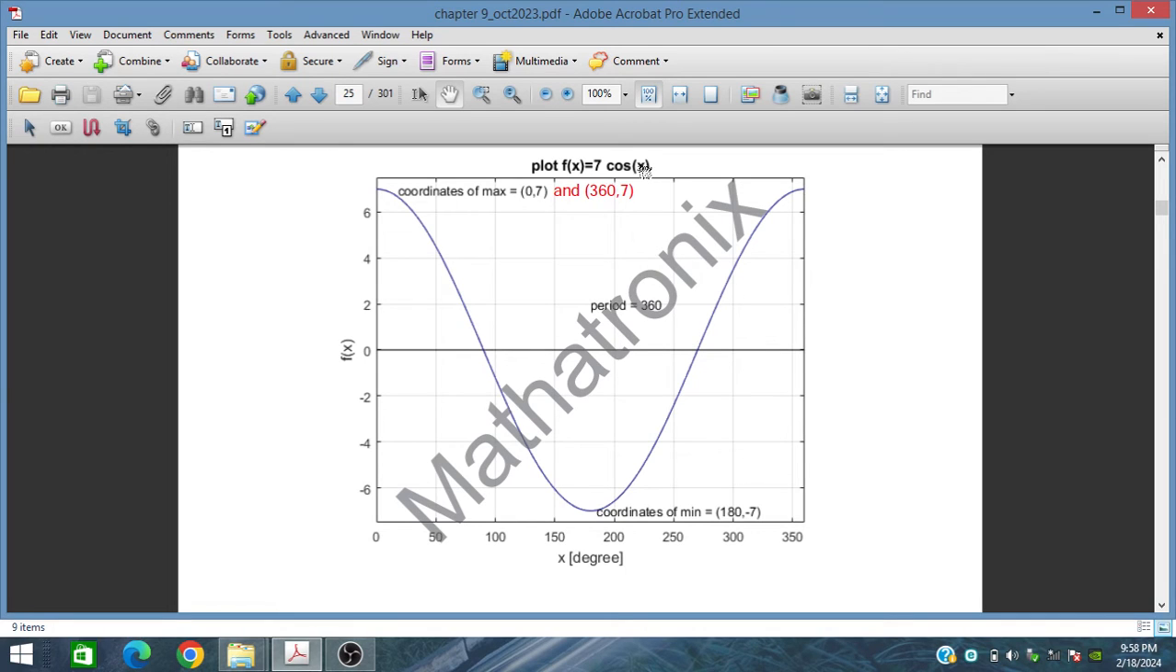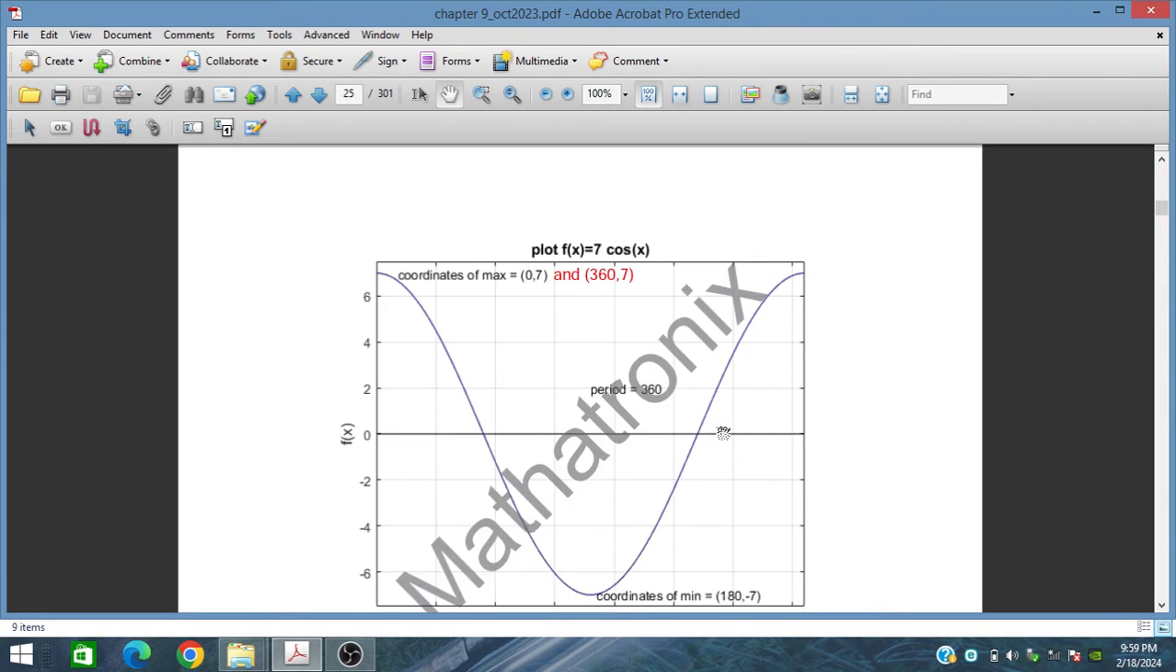At 0 degrees, cos 0 is 1 multiplied by 7, so the amplitude is 7 and the period is 360 degrees, because x has a graph from 0 to 360 degrees. After that it will keep repeating. So this is part A.